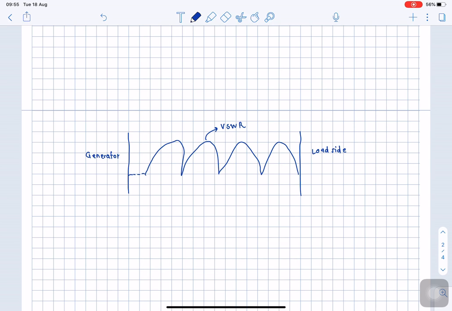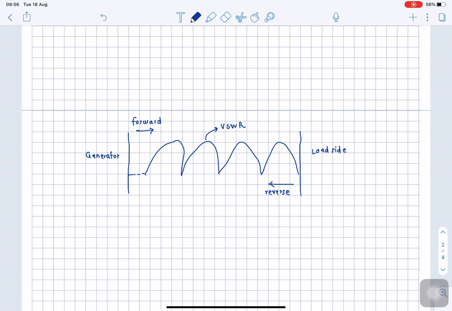This voltage standing wave ratio is formed by mixing the forward traveling wave and the reverse traveling wave. The forward traveling wave is taking place from the generator, and the reverse traveling wave will take place from the mismatched load. This is the reverse wave. When these two waves interfere with each other, we will get such a kind of VSWR pattern over the transmission line or in the device or in the circuit.